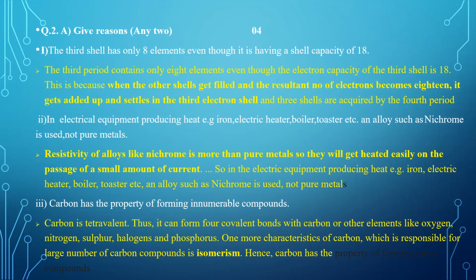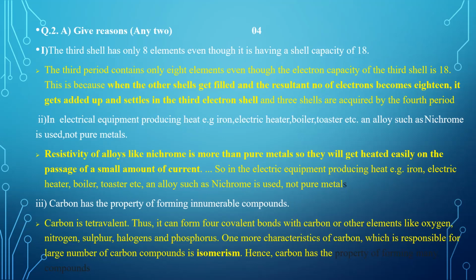See student, what is nichrome? It is an alloy which has more resistivity than pure metals. As it has more resistivity than pure metal, it will get heated up with a very small amount of current, while for pure metal, students, a larger amount of current will be required. As more current is required, there will be wastage of current. So for that reason, students, nichrome is used because its resistivity is more than that of pure metals. This is a very important question. Many times it is asked.